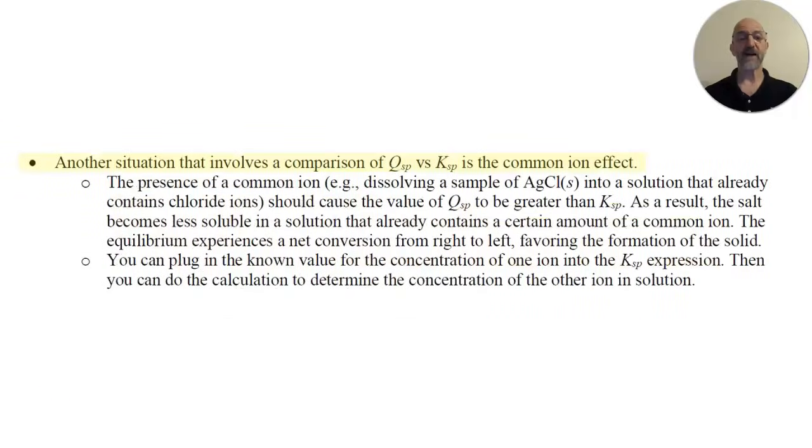Now, my next piece of advice is there's another situation that involves a comparison of Q versus K, and that's topic 7.12, the common ion effect. So again, the presence of a common ion, for example, dissolving a sample of silver chloride into a solution that already contains chloride ions, that should cause the value of Q to be greater than KSP. And so as a result, the salt becomes less soluble in a solution that already contains a certain amount of a common ion. So the equilibrium would experience a net conversion from the right to left, or from products to reactants, favoring the formation of the solid, making it less soluble.